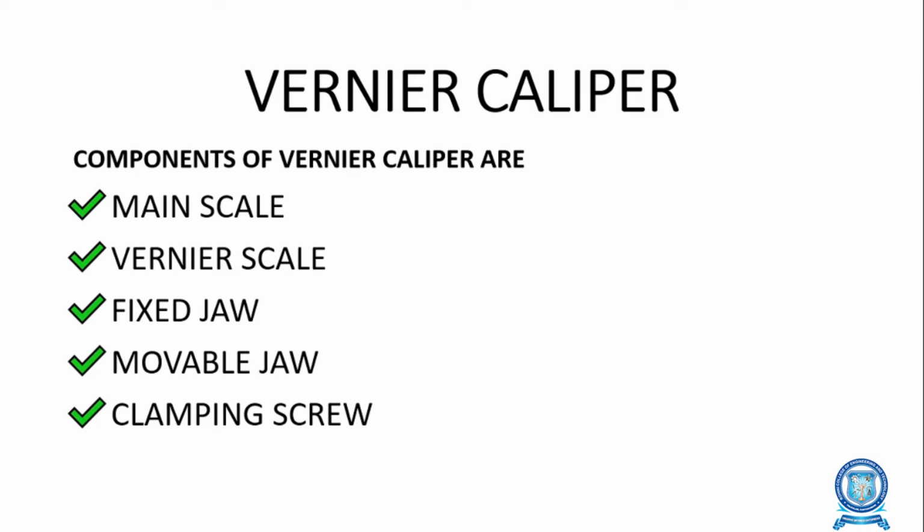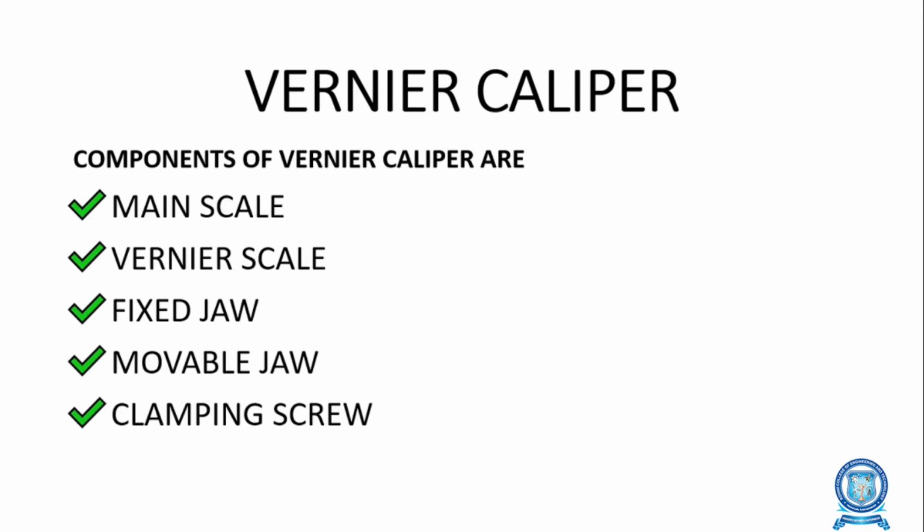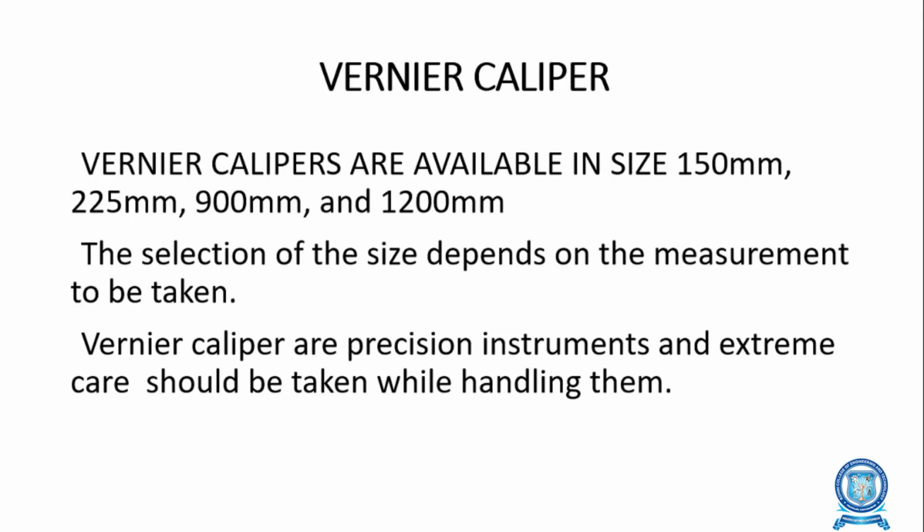Okay, now we are going to discuss the vernier caliper. We saw the components of the vernier caliper. Now we should know what the vernier caliper is. Vernier calipers are available in different sizes of 150 mm, 225 mm, 900 mm, and 1200 mm.